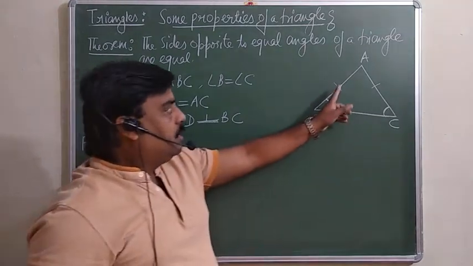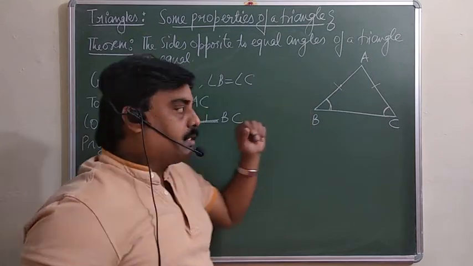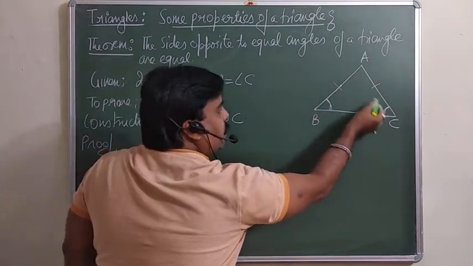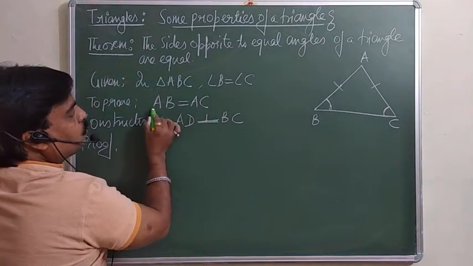What was in the previous theorem? AB is equal to AC was given. We proved angle B is equal to angle C. Now the converse is there. Angle B is equal to angle C. So you are supposed to prove this side is equal to this one. So this is the information given. We want to prove this one.